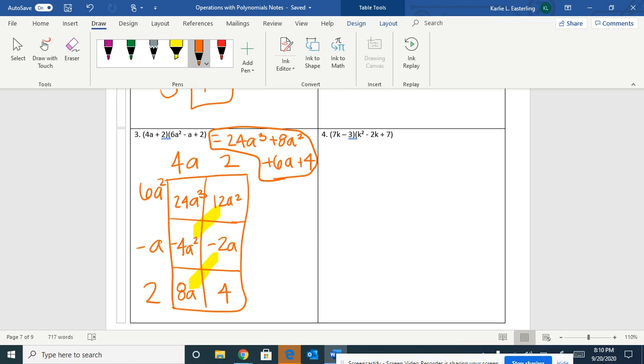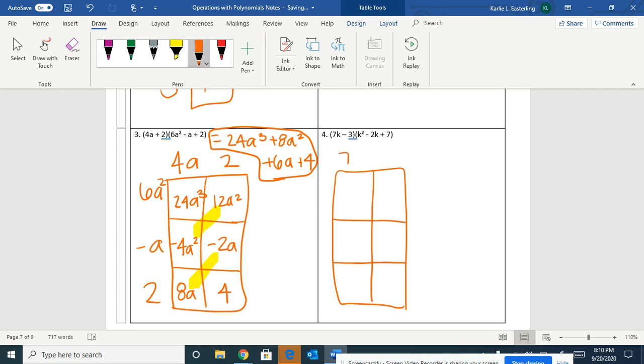And then finally, our last one over here, we're going to do a similar fashion. That is way too small to be a box that we're going to need. So we're going to draw our line down and then our 2 lines across. I'll put 7k.